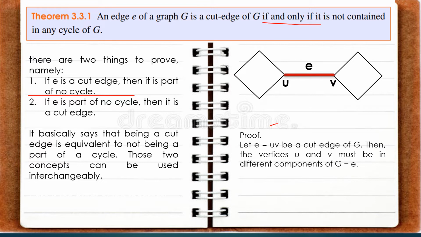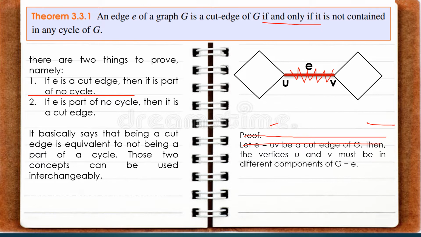Then the vertices U and V must be in different components of G minus E. Again, based on the definition of a cut edge, if E is a cut edge, then removing E from this graph G will result in a disconnected graph.